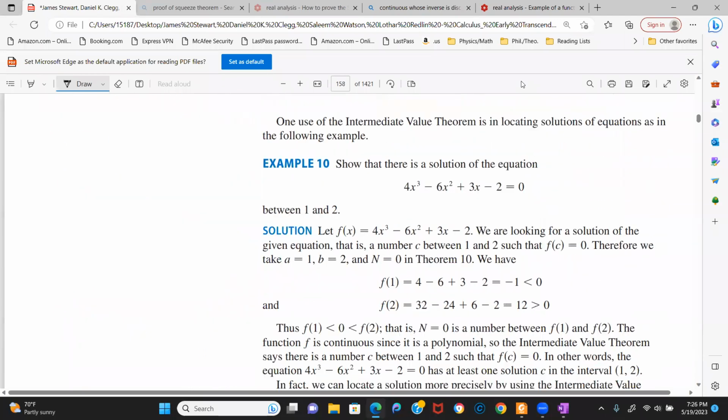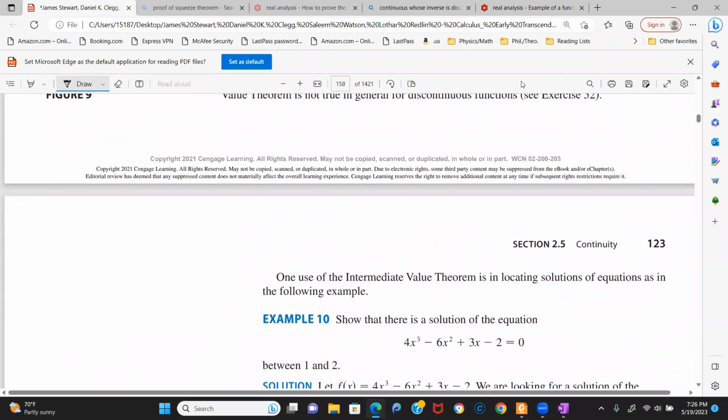So let's look at an example. Here's an interesting example of how to use this theorem. You have this equation, and maybe it doesn't factor easily or you can't solve for it easily, but you just want to show that there is a solution to this equation between 0 and 1. Well, here's how you do this.